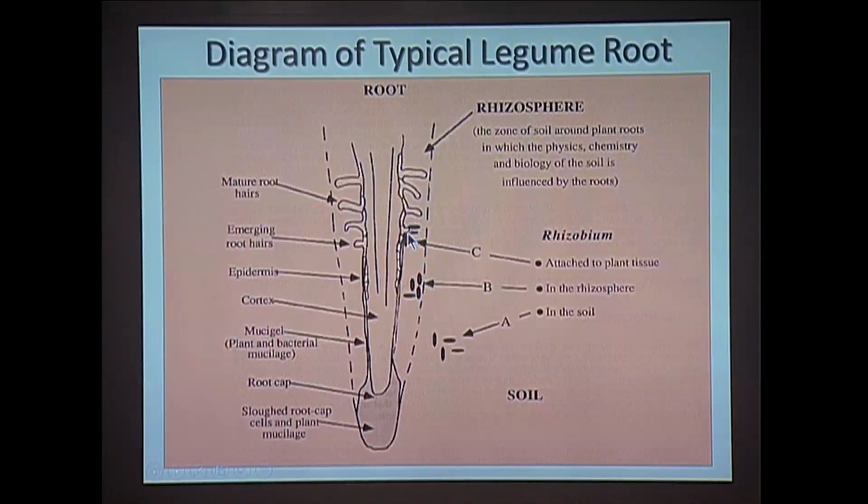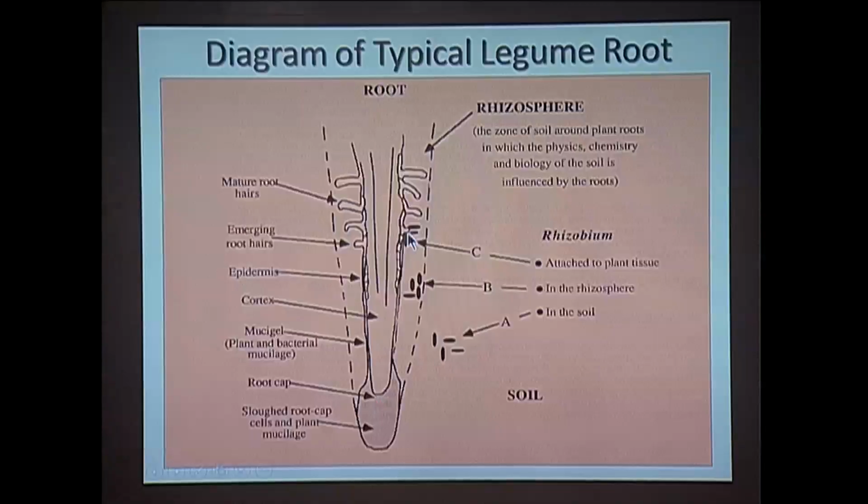the root hairs. This is a region from where they will enter into the roots and cause the formation of nodules in the leguminous plants, where they will actually bring about nitrogen fixation. This is the most important act they do in the symbiotic association with these plants.